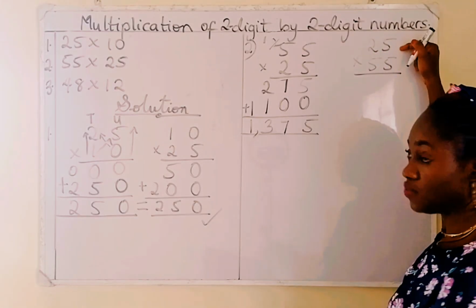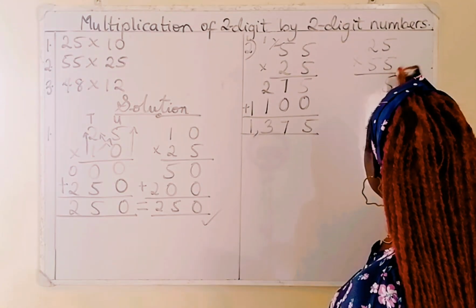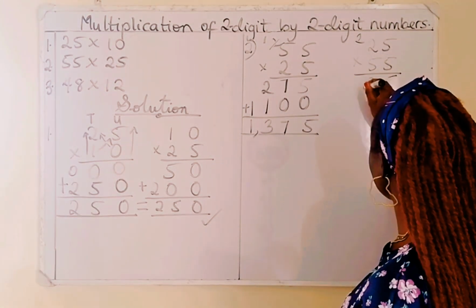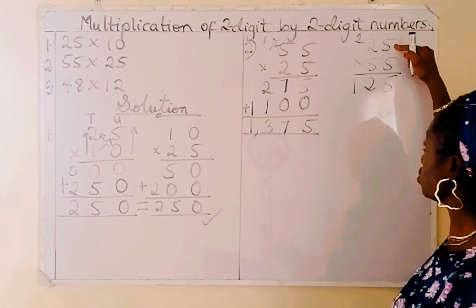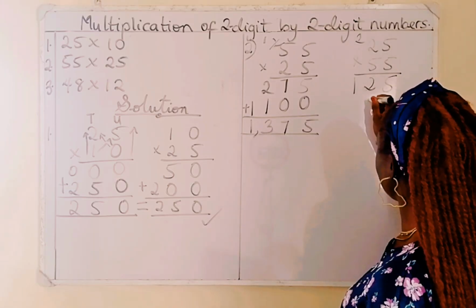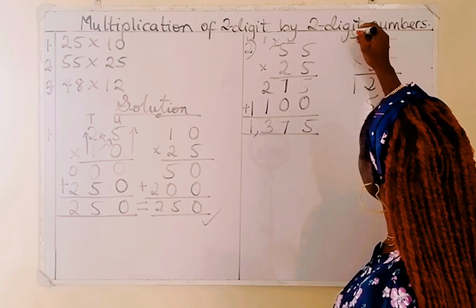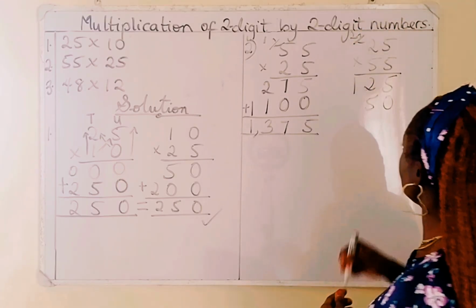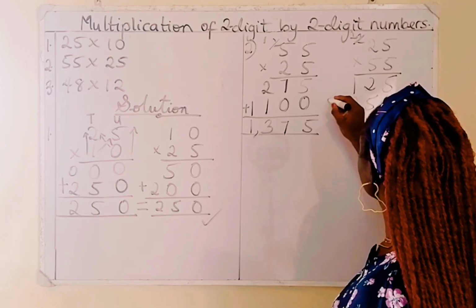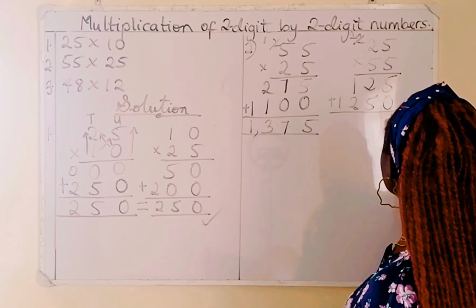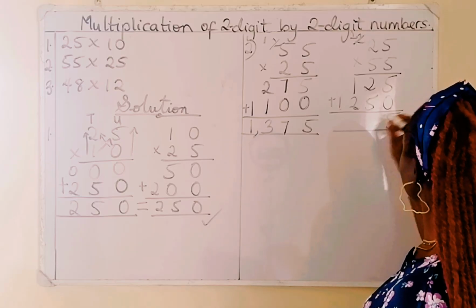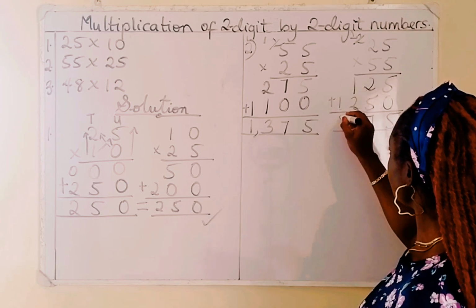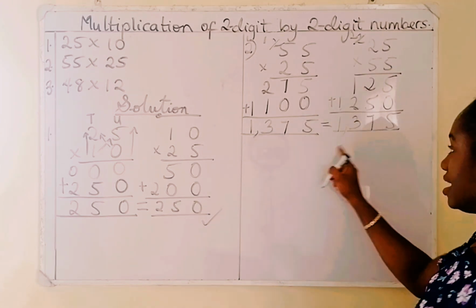Now 5 times 5 is 25. Write down 5 and carry 2 up here. 5 times 2 is 25. Put a 0 here, write down 5 and carry 2. Ensure to always cross out the number you've carried before. Then 5 times 2 is 10, plus 2 is 12. Then we add. 0 plus 5 is 5, 5 plus 2 is 7, 2 plus 1 is 3, and 1 plus 0 is 1. You can see we arrived at the same answer.